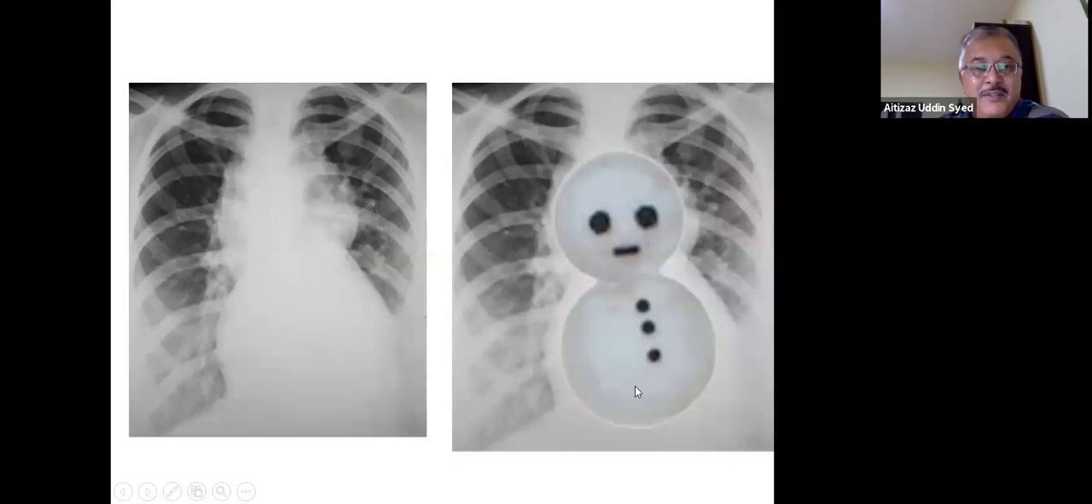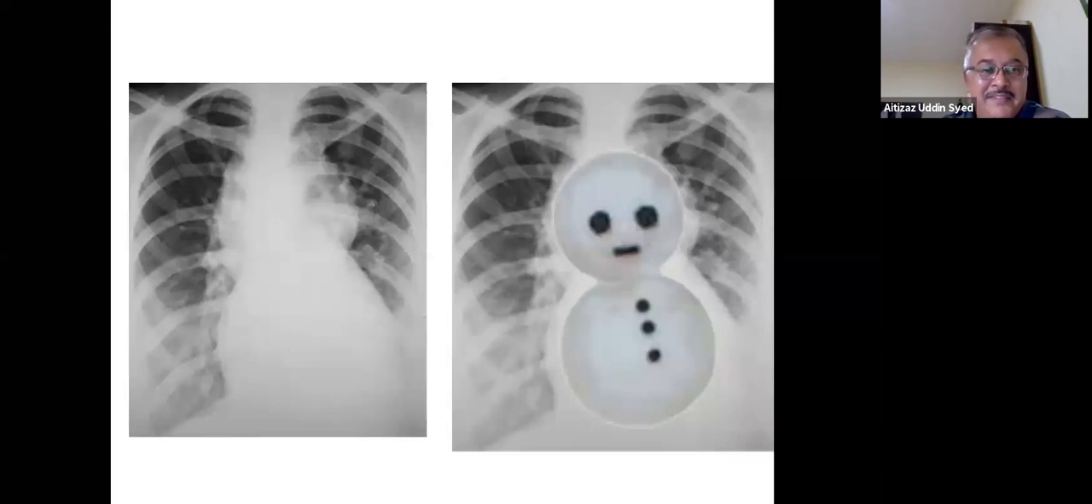Now, this is the X-ray which maybe you are all familiar with, the so-called snowman appearance. As you can imagine, in the plain X-ray you can see the bulging ascending vein, then you see a more distended right superior vena cava. So the upper part of the mediastinum appears like the head of the snowman, and the heart itself contributes to the body of the snowman.